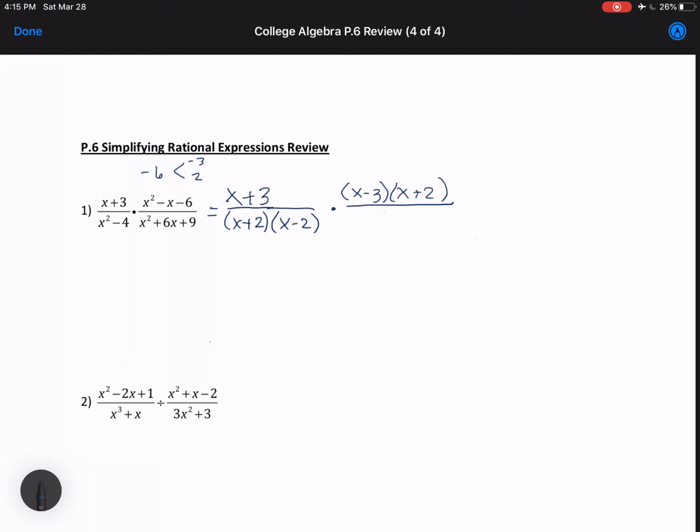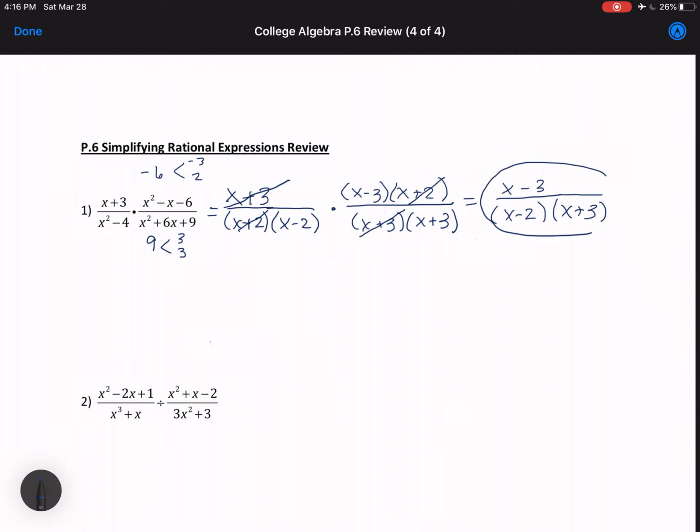over x squared plus 6x plus 9. So our factors of 9 that add to be 6 are 3 and 3. So this is going to factor to be x plus 3 times x plus 3. And now we're just going to go through and cancel anything that's on top and bottom, and we can go diagonally. So x plus 3 can cancel, and then x plus 2. So on the numerator, we're left with x minus 3. And in the denominator, we're left with the quantity x minus 2 and x plus 3. Remember, I don't care if you FOIL that out, but we can just leave it the way it is. So that is our solution.